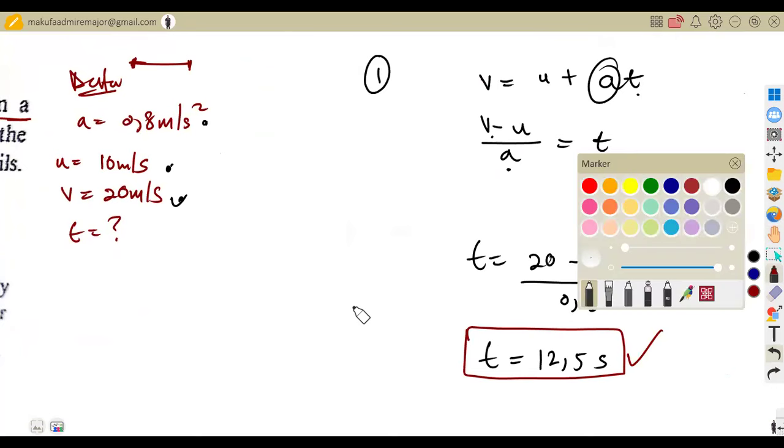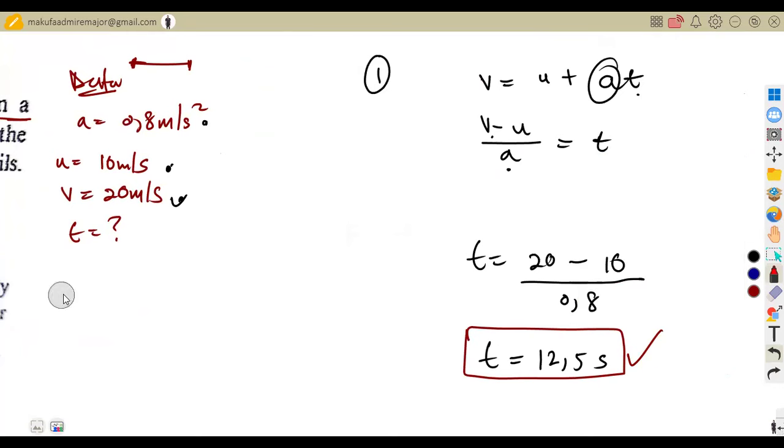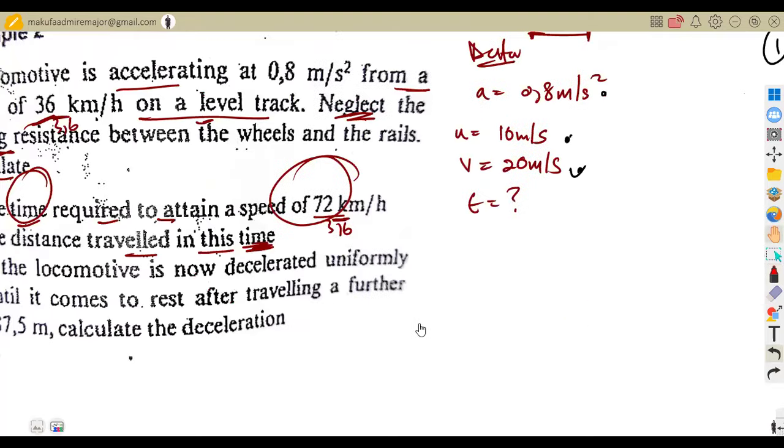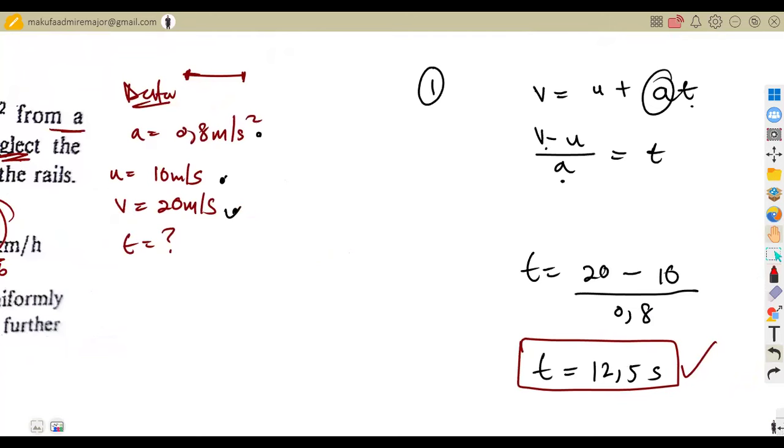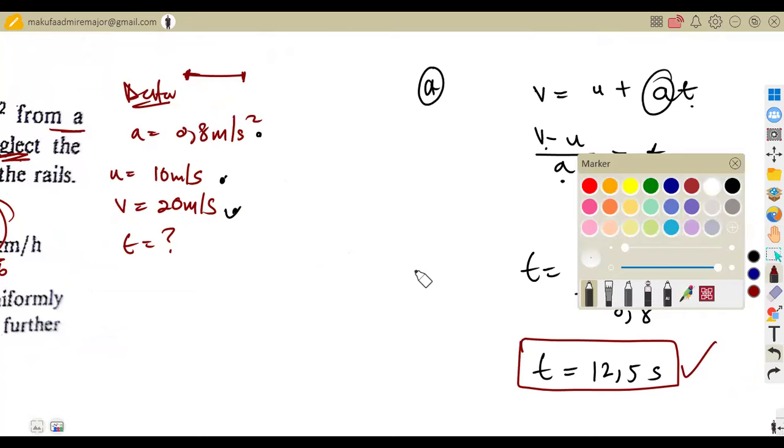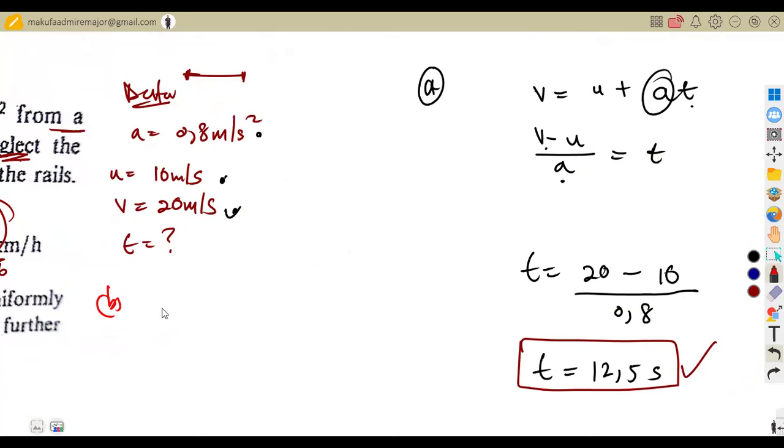What is the displacement? Like I said, these are formulas for linear motion. You can use any suitable formula. This was A, so I'm just going to have B here. They need us to calculate S from the same time. S can be calculated from different formulas.